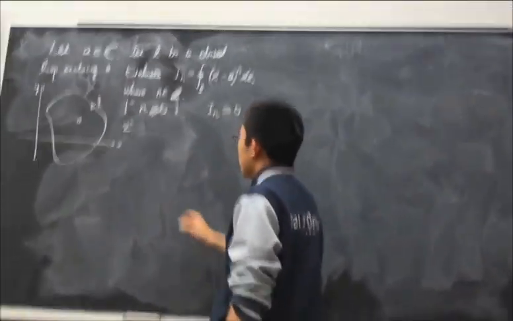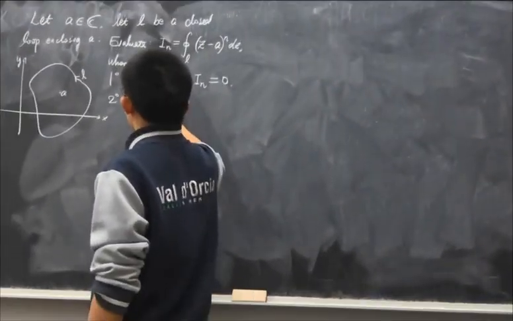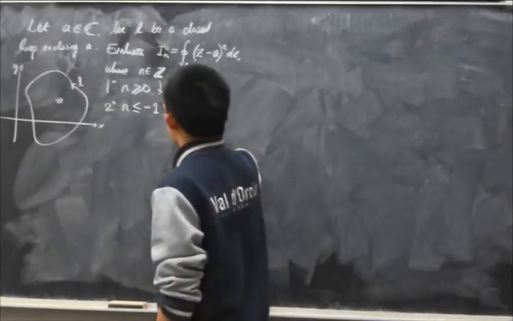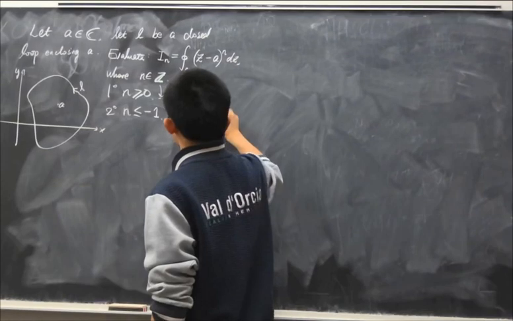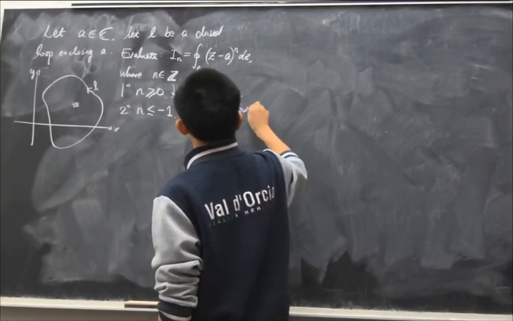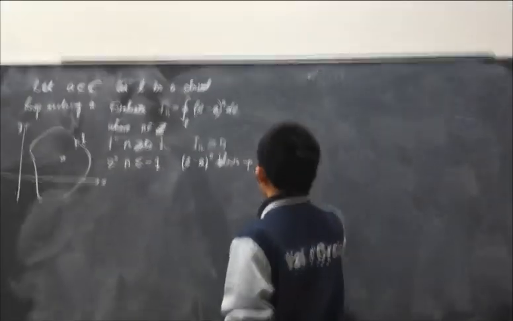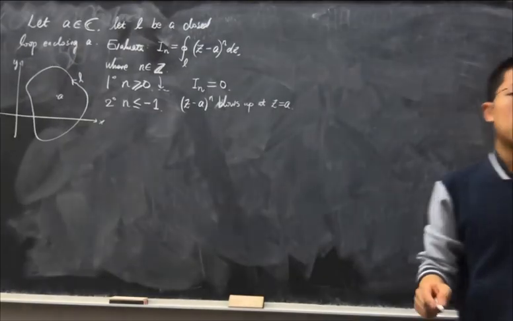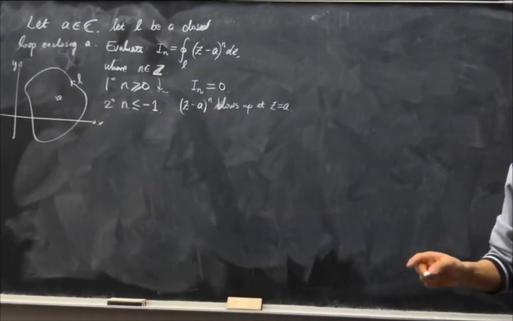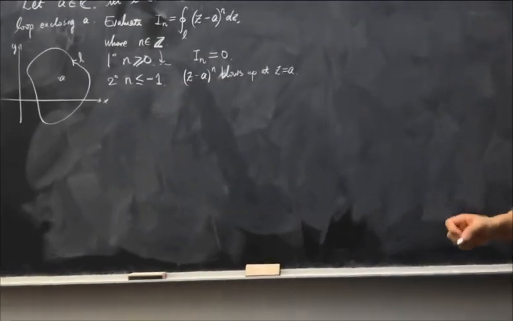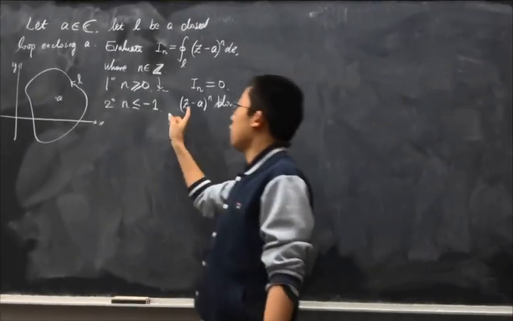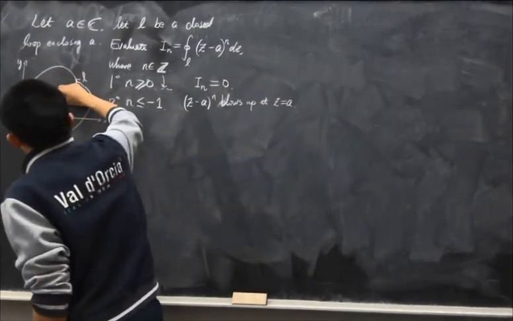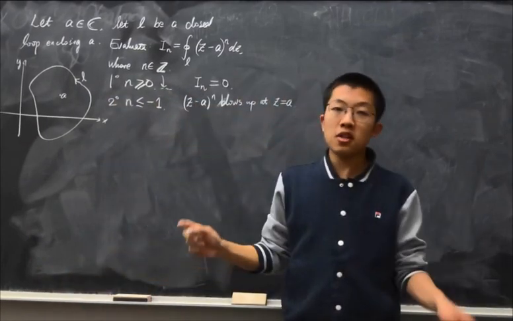Here's number 2. If n is less than or equal to -1. So in this case, we observe that (z - a)^n actually blows up at z equals a, right? It blows up because we are raising it to a negative power. For example, (z - a)^-2 is 1 over (z - a)^2. When z equals a, it obviously blows up. So this point is problematic. It creates a problem for us.